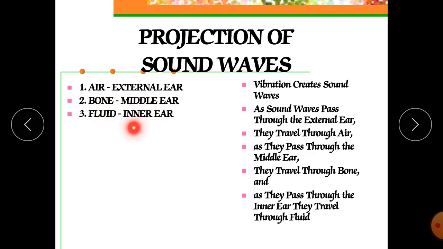And third, the inner ear. There are two fluids there, the perilymph and the endolymph. These two types of fluid are involved in our process of hearing. In this fashion they have a major role in hearing. Now step by step we can see and understand here.